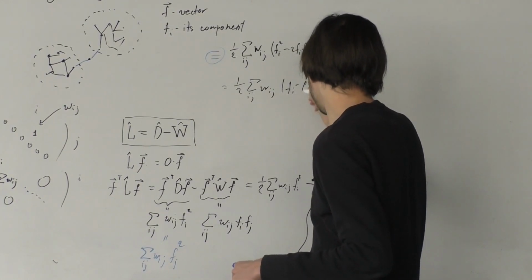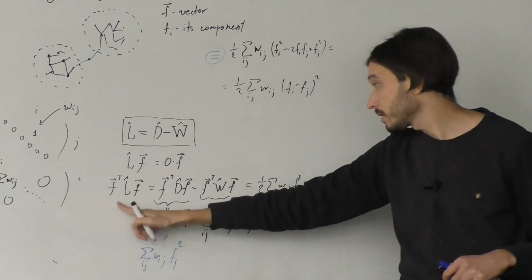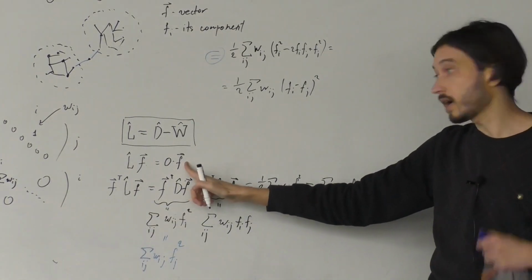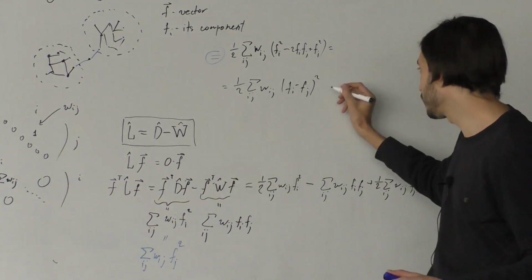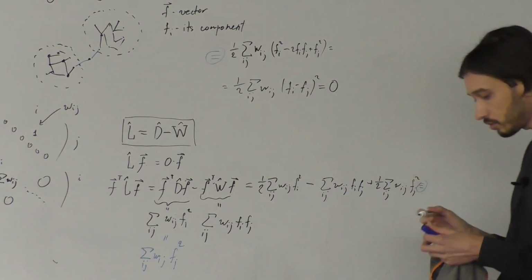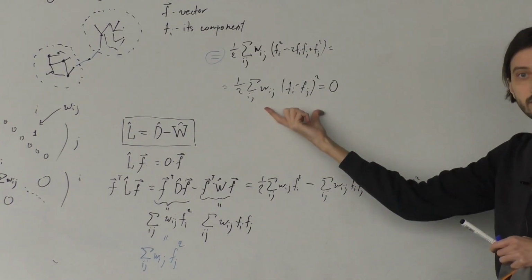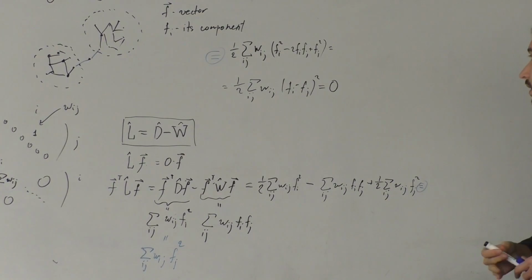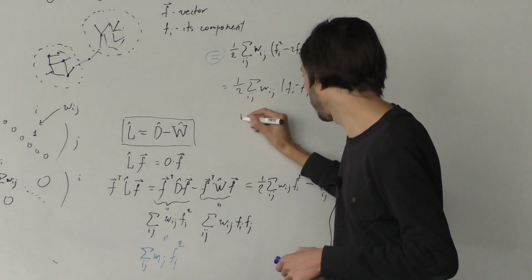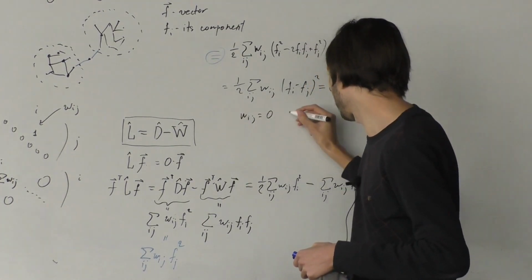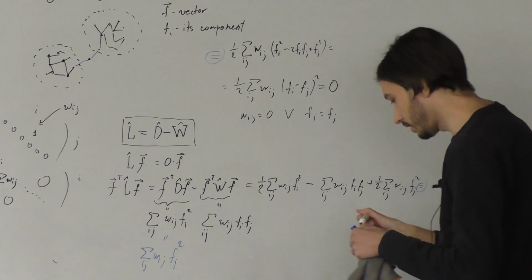And now what was everything about? So I am having this expression, but I am concerned about f that is an eigenvector with eigenvalue 0. So all these things should be equal to 0. And now you tell me, when do we have this thing equal to 0? Either w_ij is 0 or f_i equals f_j. Yes, absolutely correct.